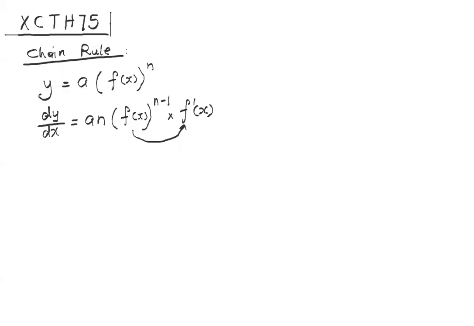Okay, for example, I got y equal to -3 times (1 minus x squared) to the power of 7. Okay, so can you try to apply this formula and get the answer?